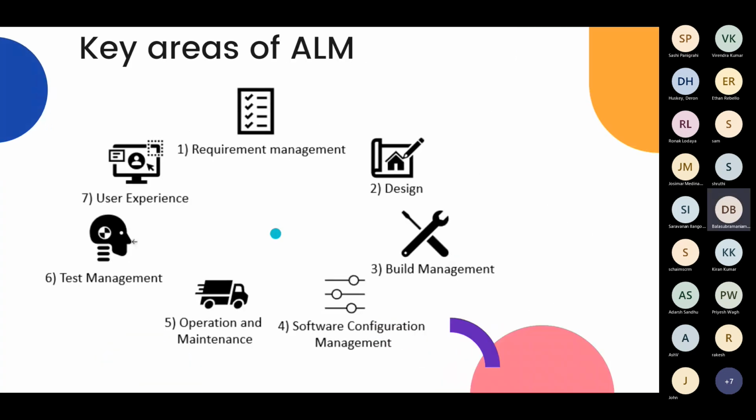Here are the key areas of ALM: requirement management, design, build management, software configuration management, operations and maintenance, test manager, and user experience. In requirement management, we'll be documenting, analyzing, tracking, prioritizing, and agreeing on the requirements. Mostly it is the discovery and analysis phase. We'll sit with the business, go through workshops, and gather the requirements from the business. And then we'll be designing it.